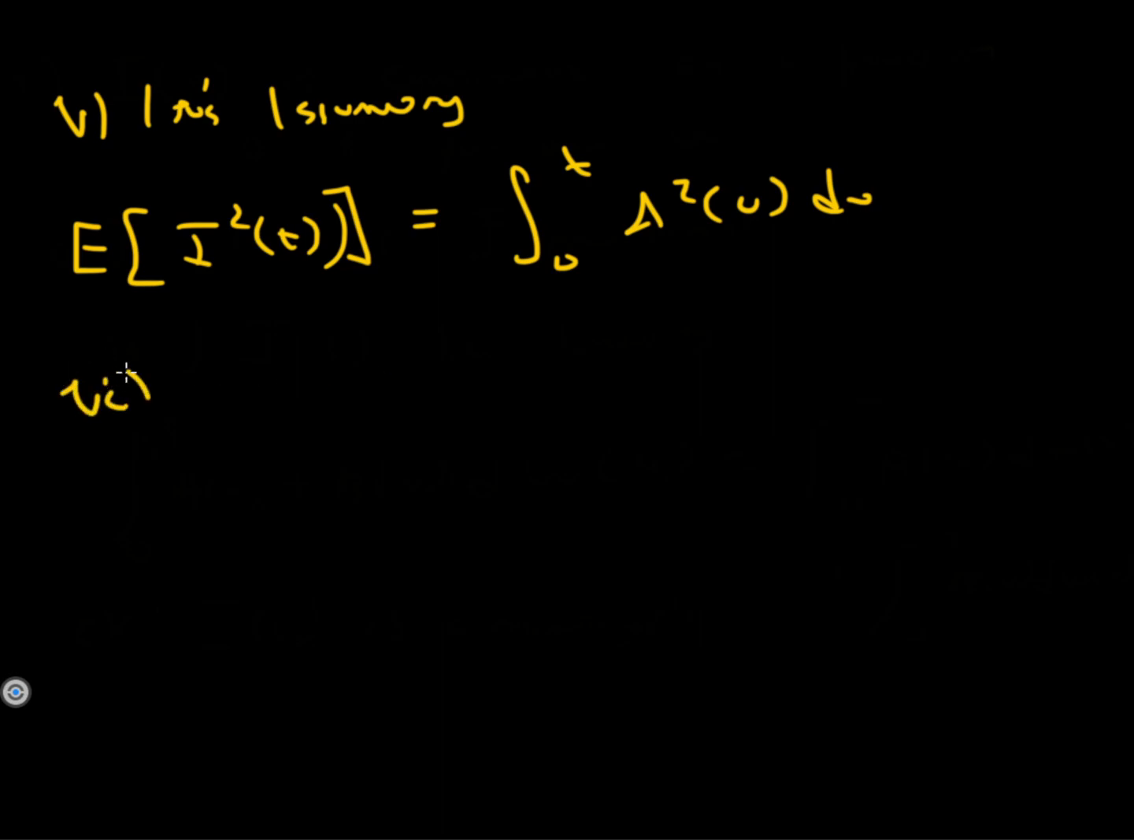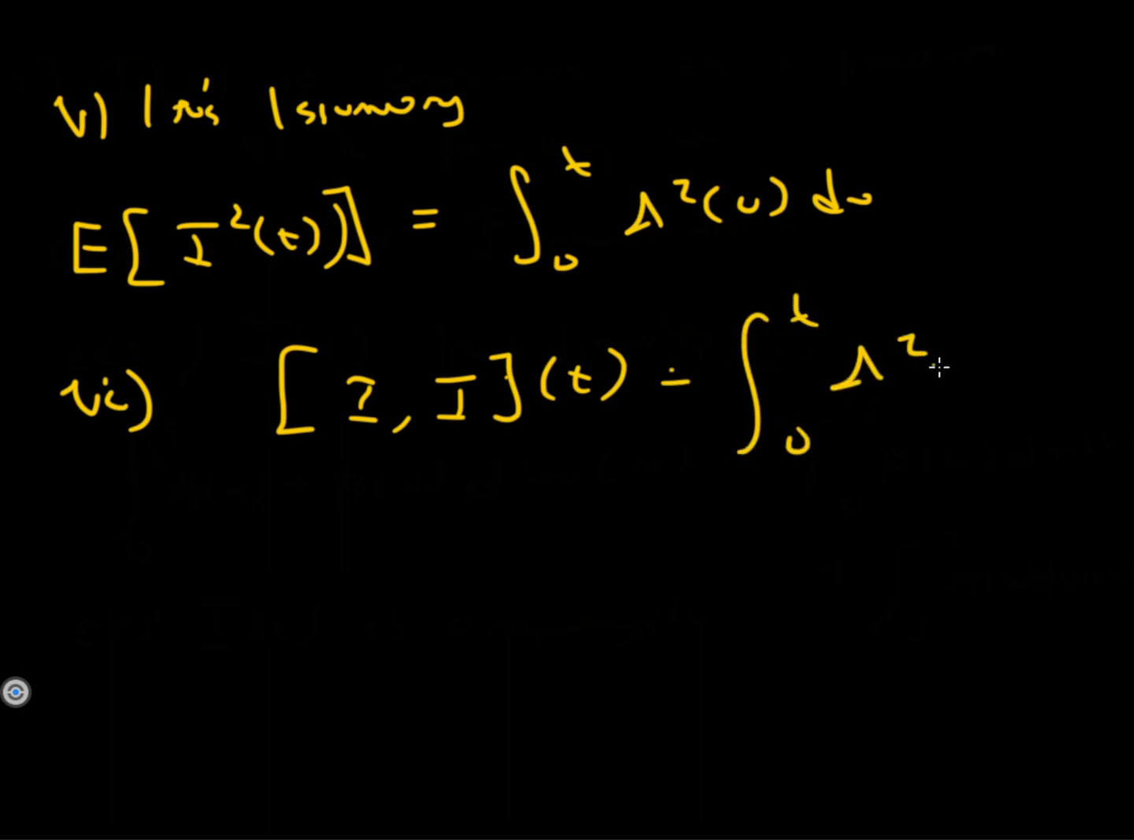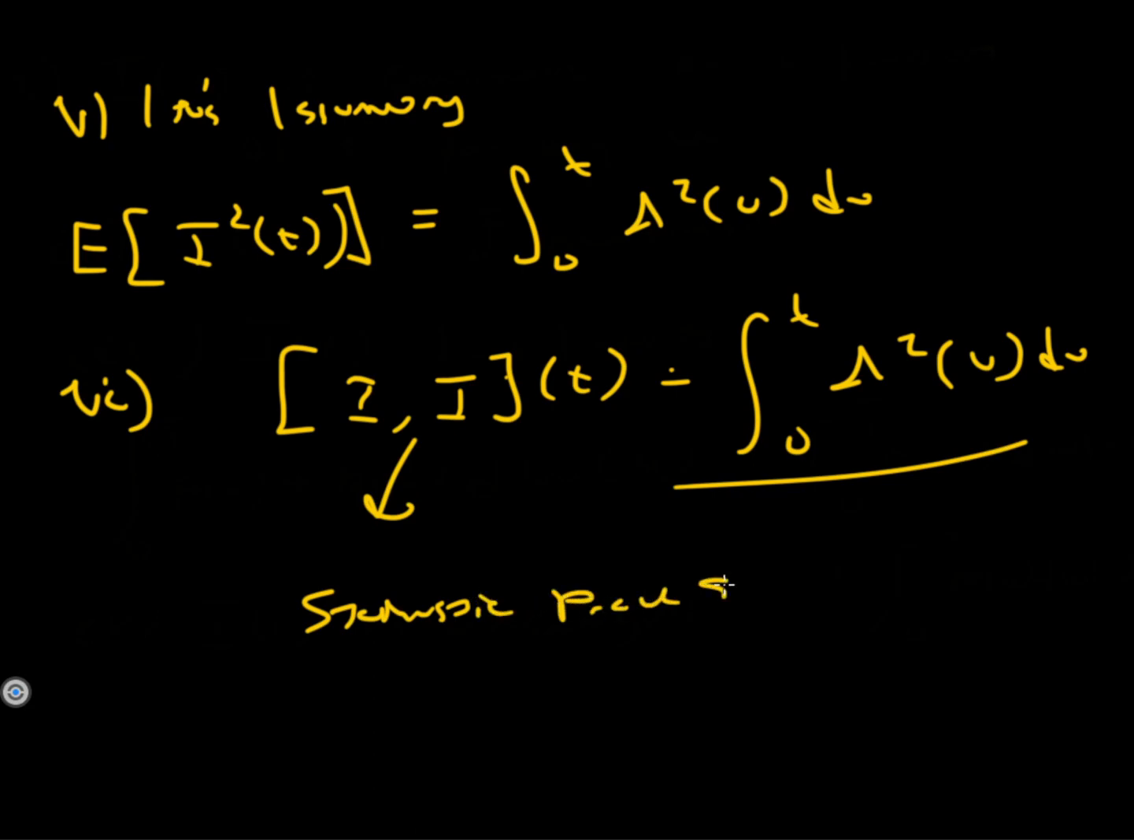And the quadratic variation is our final property. The quadratic variation is going to simply be the given Lebesgue integral. And quadratic variation is a stochastic process. Meanwhile, Ito's isometry is not a stochastic process because it is an expectation.